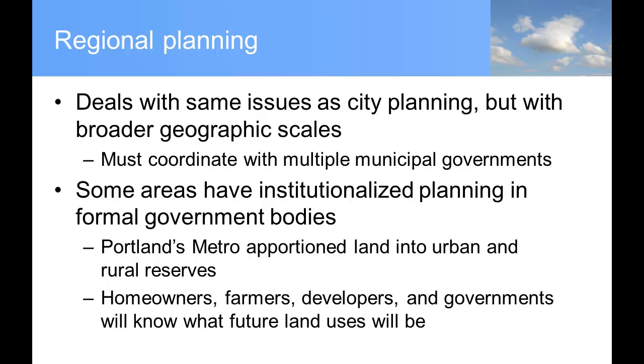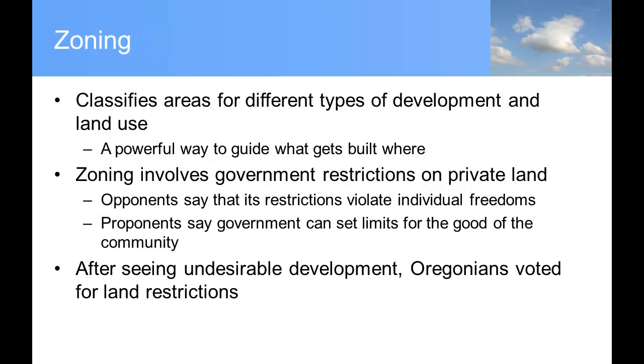so that the land could then be used in a variety of ways, and homeowners, farmers, developers, and local governments would know what future land uses will be utilized depending on the area.